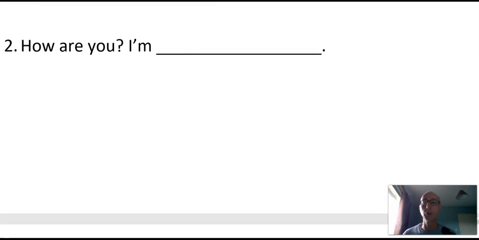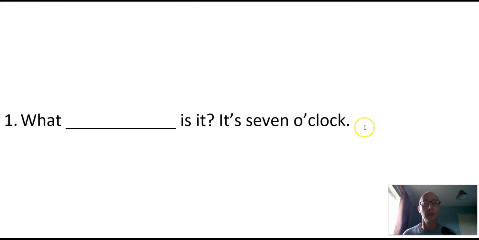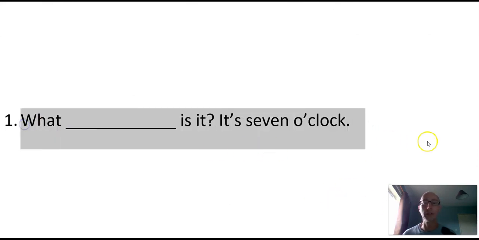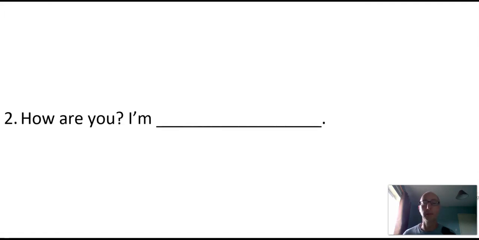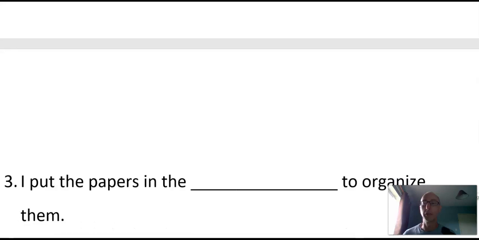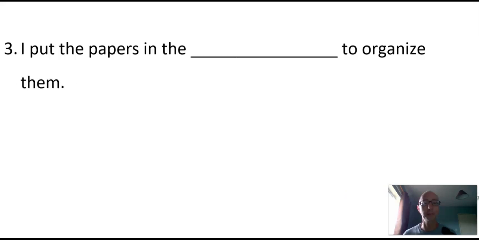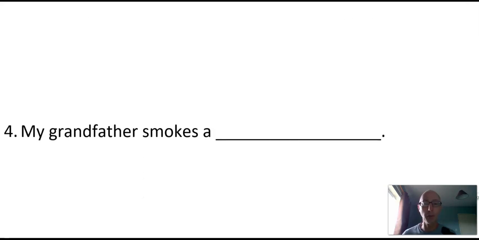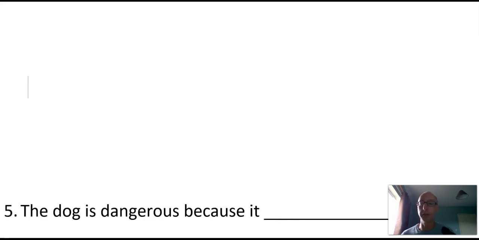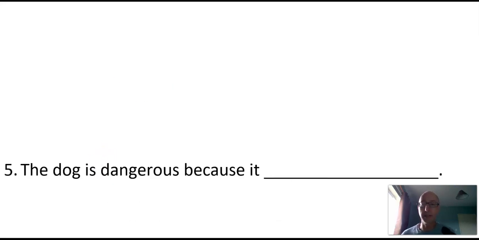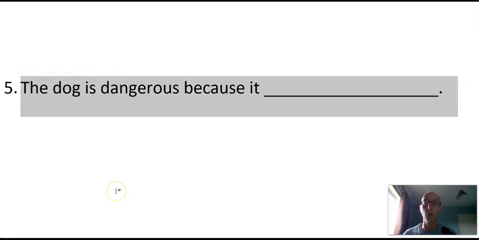So again, you don't need to do number 5. 5 is the same as 2. So number 1, what something is it? How are you? I'm what? Number 3, I put the papers in the something to organize them. Number 4, my grandfather smokes a. And let's forget about number 5. So 5 now is the dog is dangerous because it what?